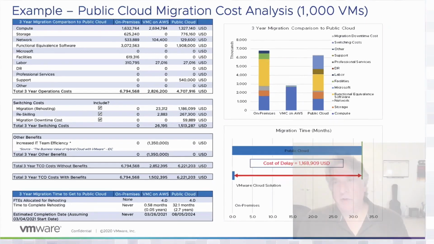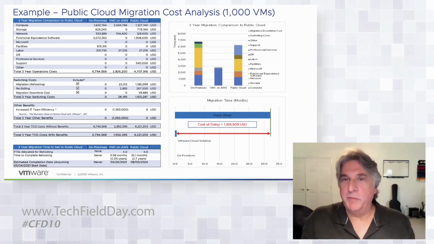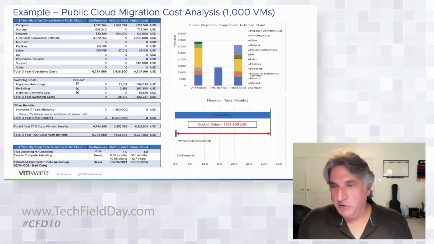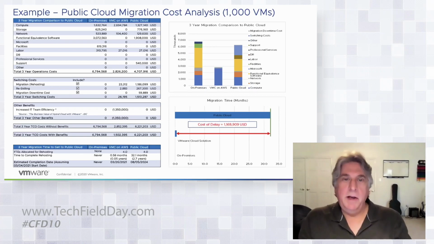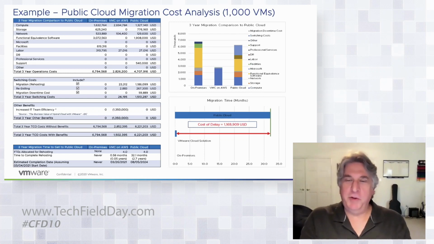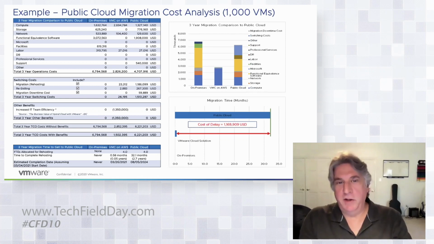So that gives us the cost side. And in this particular case, it shows VMC on AWS would be certainly worth looking into as opposed to public cloud native. The other part of the analysis we do, at the bottom, is how much time it's going to take. Obviously on-prem, you're never getting to cloud because you're staying on-prem. But for VMC on AWS, if you can dedicate 4 people to doing the workload, based on benchmarks we've seen with other customers, you can do that in probably 2 to 4 weeks. Whereas it would take 32 months, or about 2.7 years, with the same resources to do the native public cloud migration.